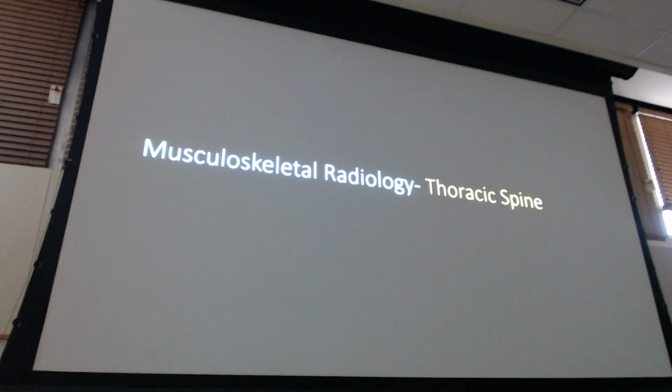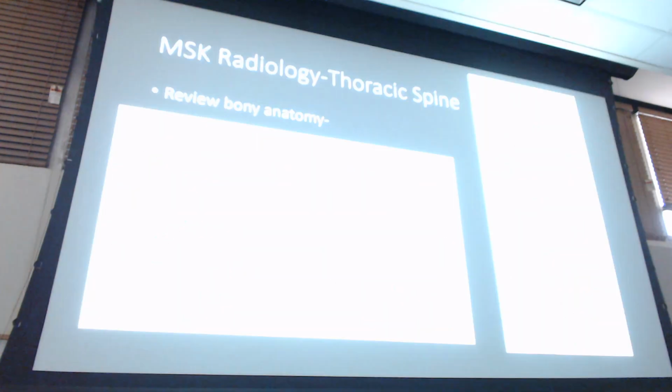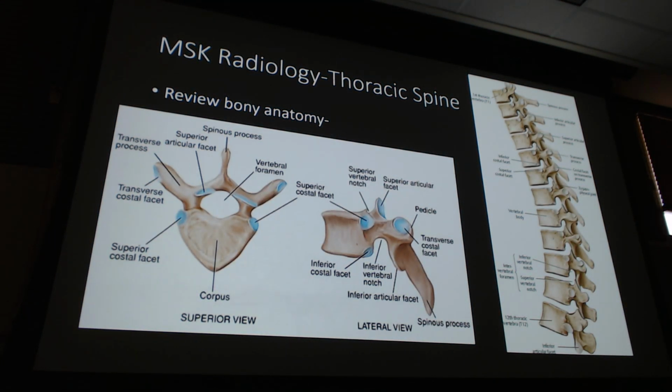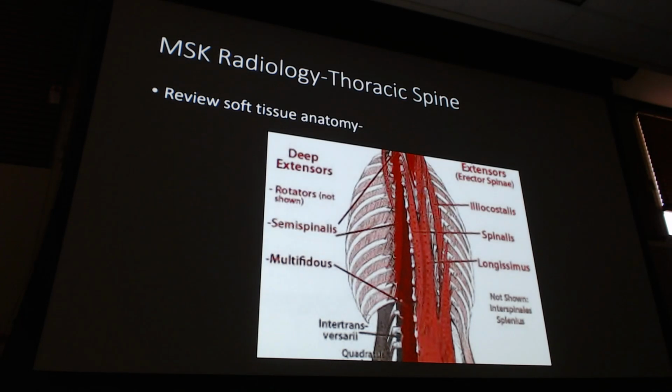Thoracic spine. We'll jump right in. This is probably the shortest section of any of the body parts because there are very few images we do on this. We rarely image the thoracic spine. And there's your anatomy, just a review of the anatomy. There's your musculature in your thoracic spine. Most commonly the cause of your thoracic back pain is not usually bony. It's usually all these guys.